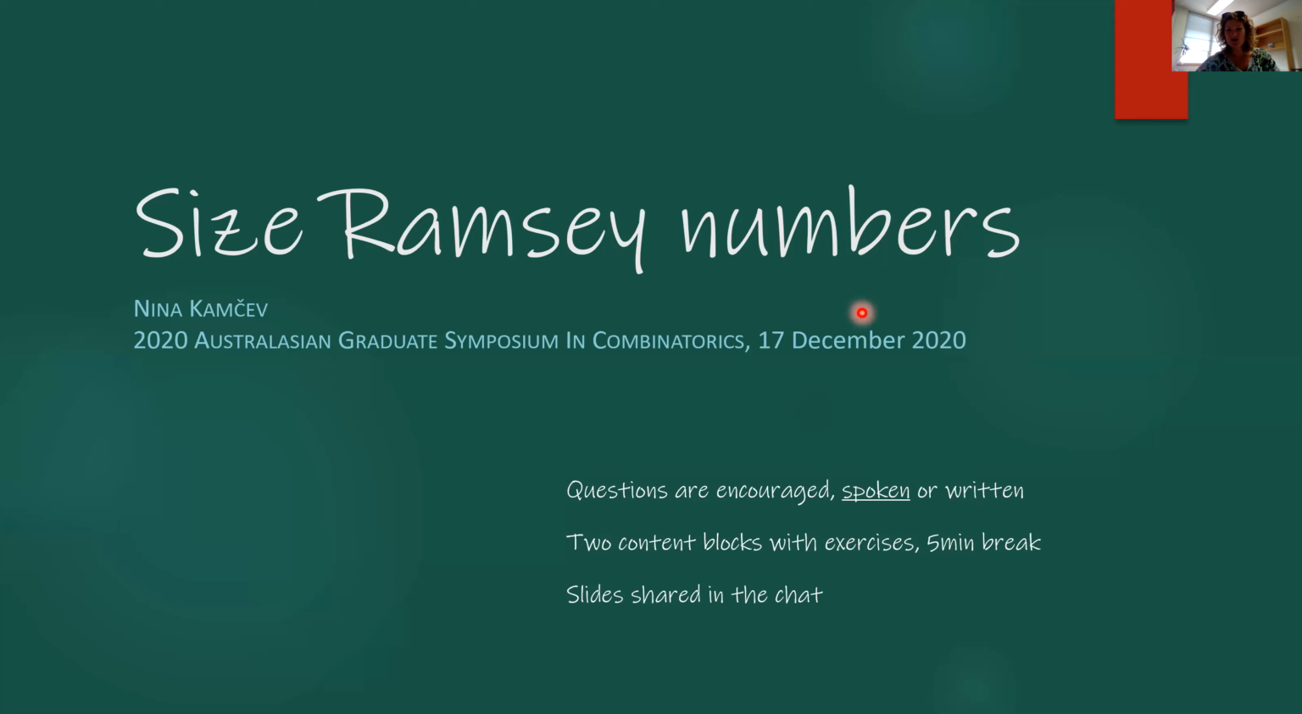A bit of housekeeping. We'll have 2 content blocks with exercises at the end of each block, and I'll give you a break. I really encourage you to participate in the talk and to ask questions. You're welcome to unmute. The keyboard shortcut for unmuting is Alt-A. And if not, you can just write your questions in the chat. Clarifications and questions are especially welcome. We all have different backgrounds, so if you're not following, probably other people are not following either, and I'll be grateful if you ask.